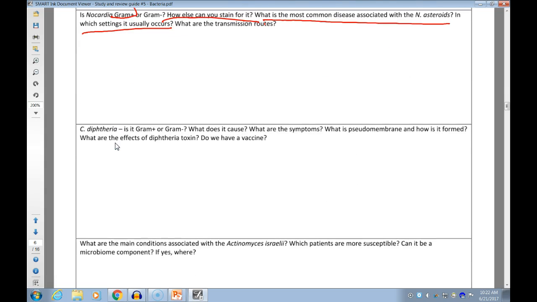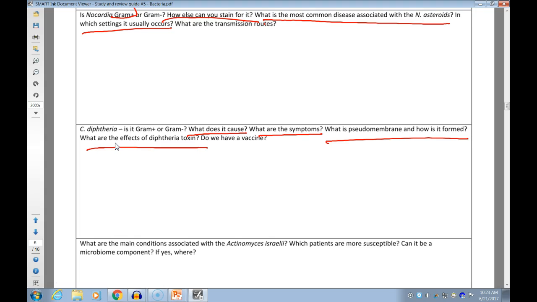C. diphtheriae. Now, well, diphtheria symptoms, pseudomembrane. Understand what forms pseudomembrane. Dead cells, bacterial, white blood cells, and epithelial cells. Effects of the toxin. When I say effects of the toxin, I mean it inhibits the translation, killing the cells.